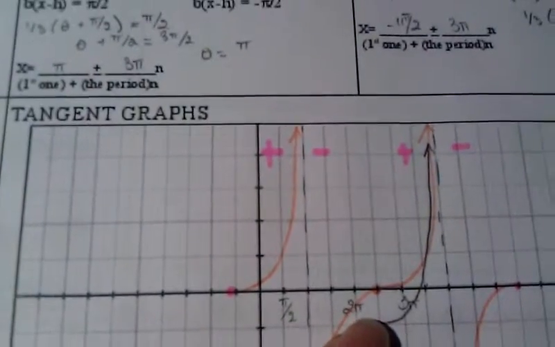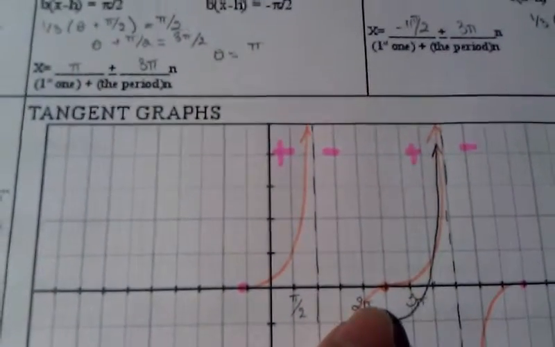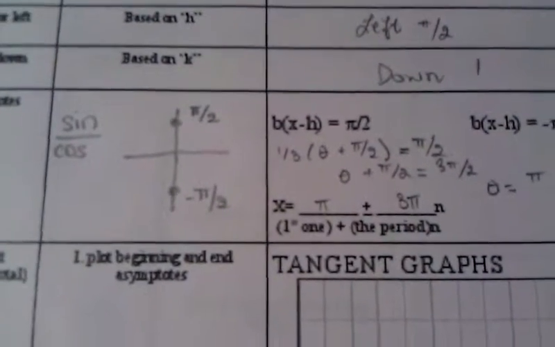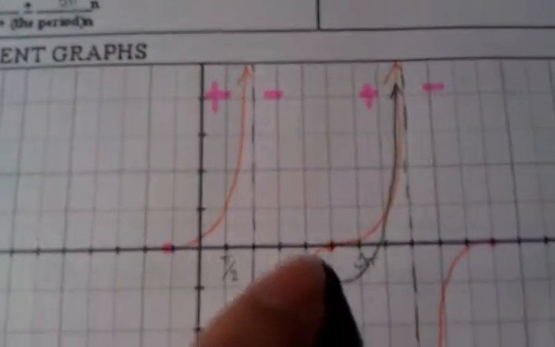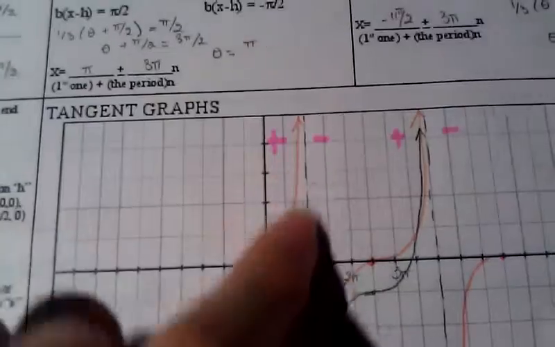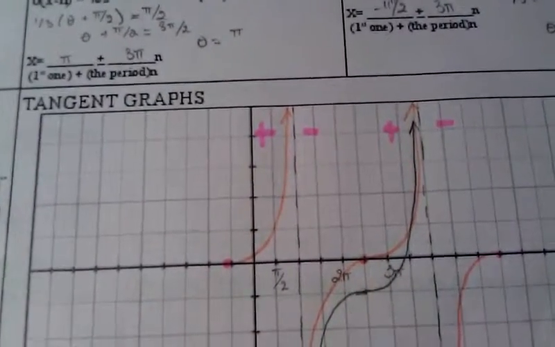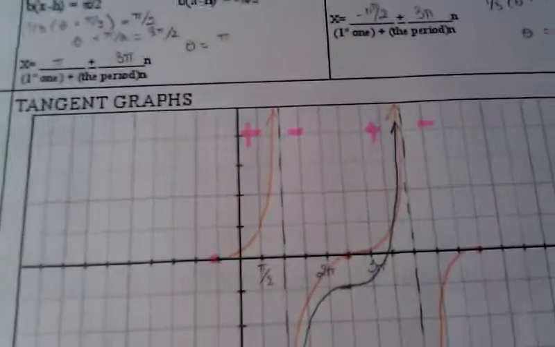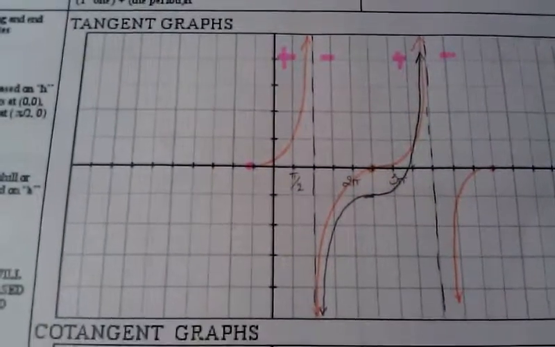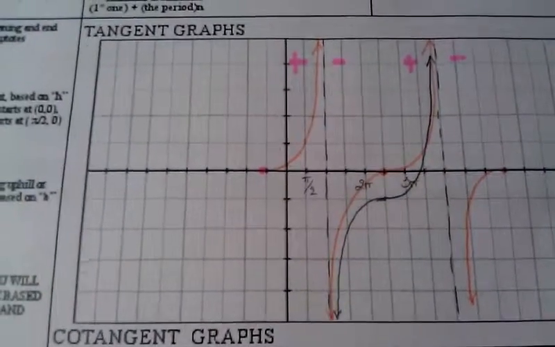Because of the sine and cosine ratio, it is actually affecting the graph with asymptotes, and we know where the line is going to go and what the value should be. And that is how tangent is related to the sine and cosine graphs.